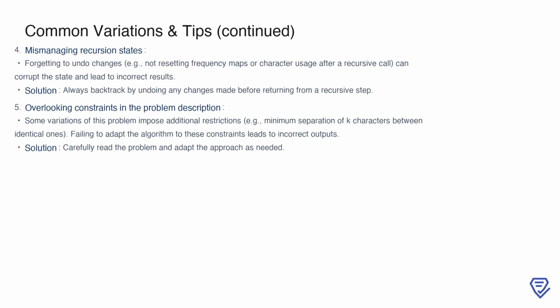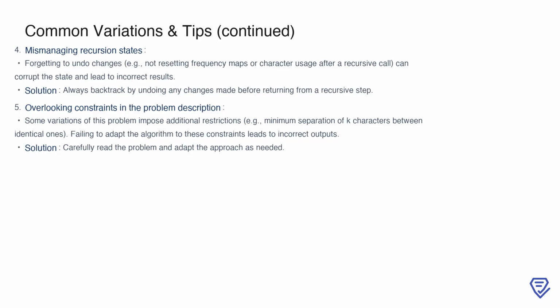Another common pitfall is mismanaging recursion states. When using a recursive approach, it's critical to undo any changes made to the frequency map or character usage after each recursive call. If you forget to reset these states, it can corrupt the algorithm and lead to incorrect results. This is why backtracking is so important. It ensures that each recursive step starts with a clean slate.